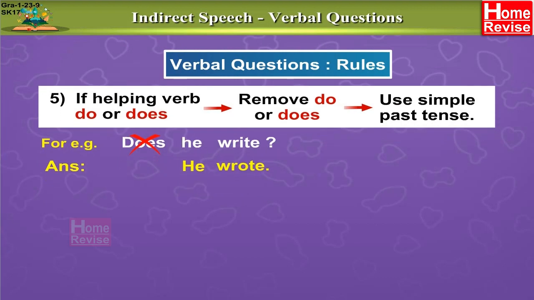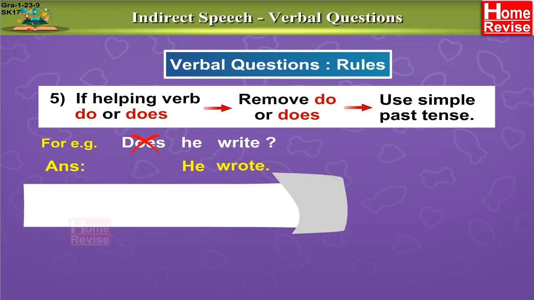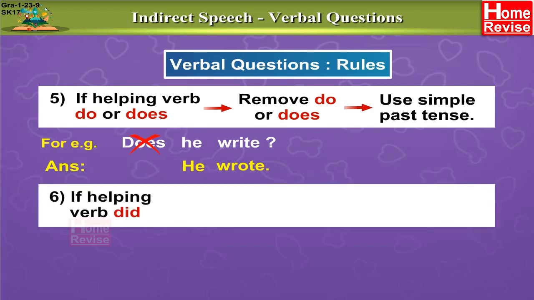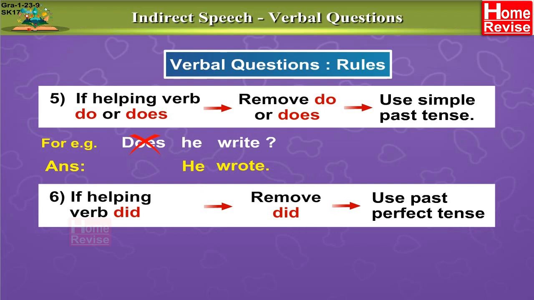Well, there is one more case. If in case the helping verb used is did, then what is to be done? We know that past tense is changed into past perfect tense. So according to the rules, remove the helping verb did and change the simple past tense into past perfect tense.